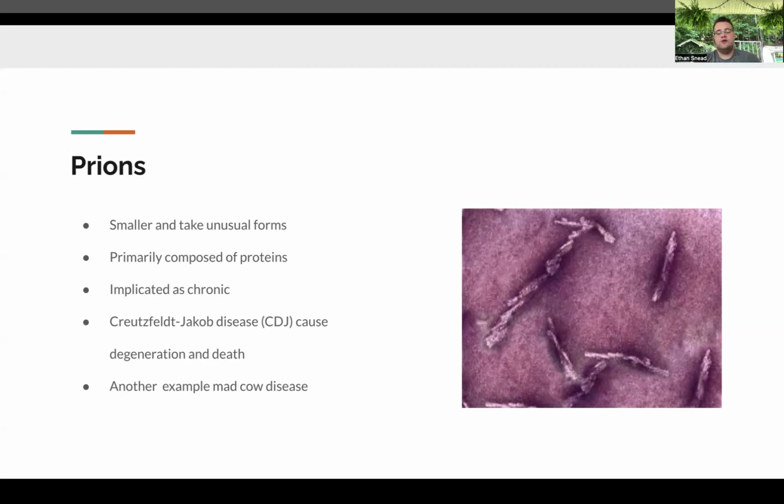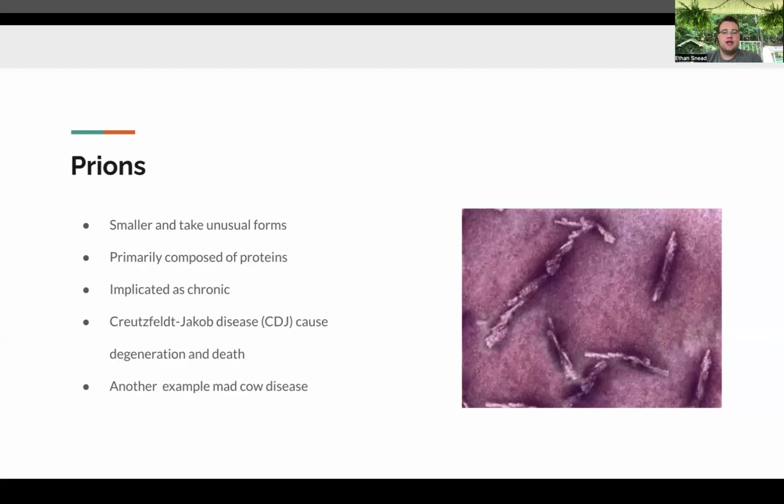One type of prion that we cover in our textbook is Creutzfeldt-Jakob disease, or CJD, and this causes degeneration and death. This prion will degenerate the nervous system, which can lead to impaired senses, dementia, as well as unwanted muscle contractions.